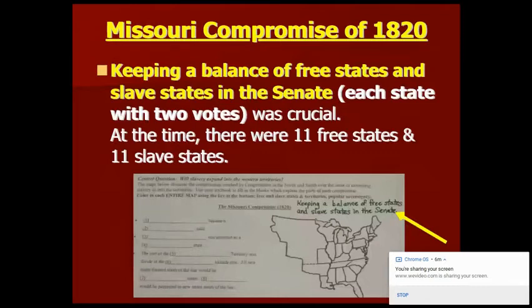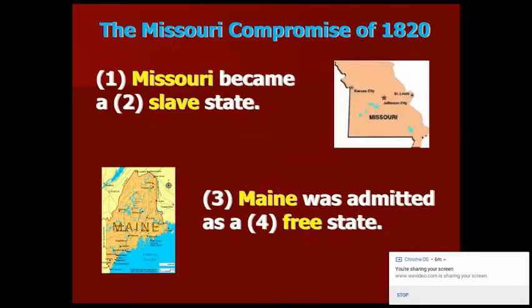So at that time, there were 11 free states and 11 slave states. And here's where your notes sheet would officially begin, so filling in the lines. The Missouri Compromise, Henry Clay is going to work tirelessly on this one and the Compromise of 1850 as well. But the compromise will end up looking like this.